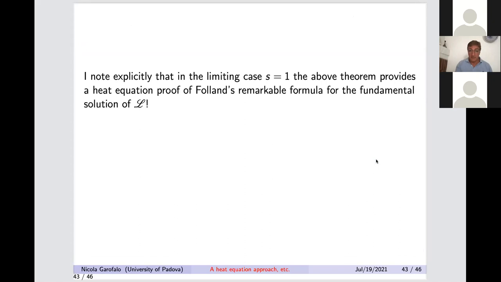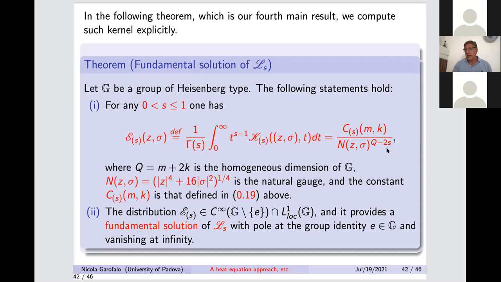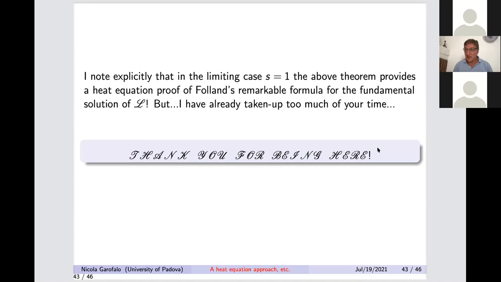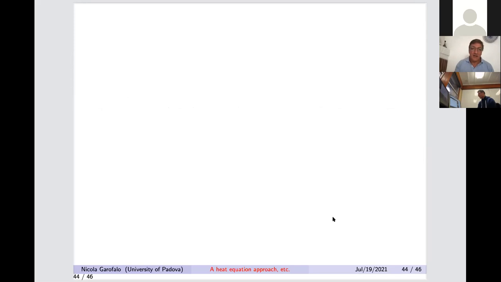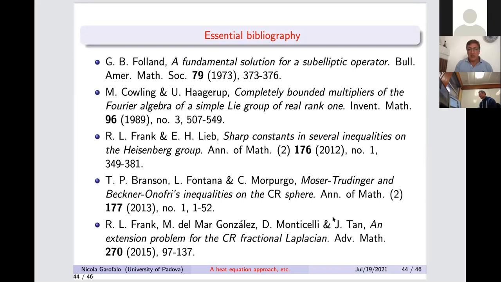And when you put S equal to one in this formula, then you recover the classical formula of Folland, going back to 1973. Thank you for your patience and for being here, and for some of you, probably at a somewhat later time in the evening. So that's all. Oh, I forgot to tell you that there was some essential bibliography. And of course, for those of you who are interested, since the slides will be available, the papers are listed here. Okay.